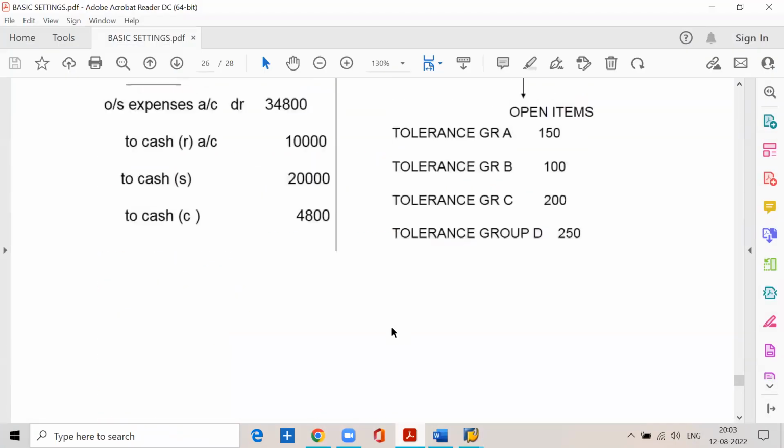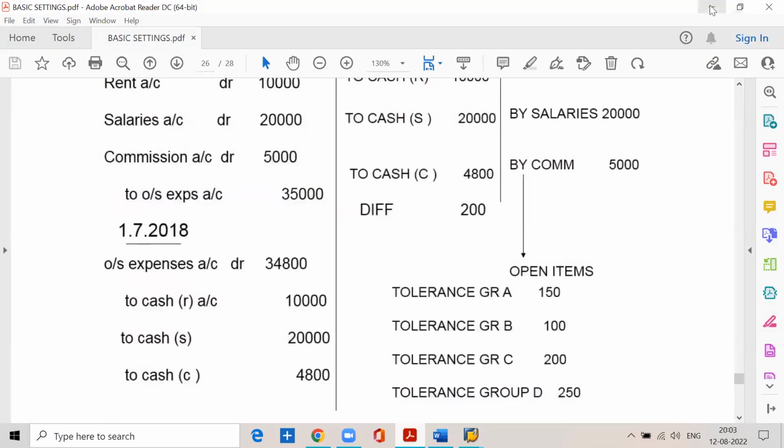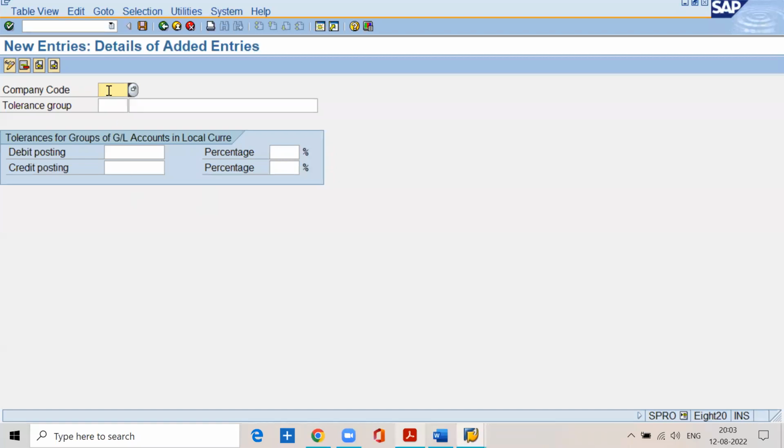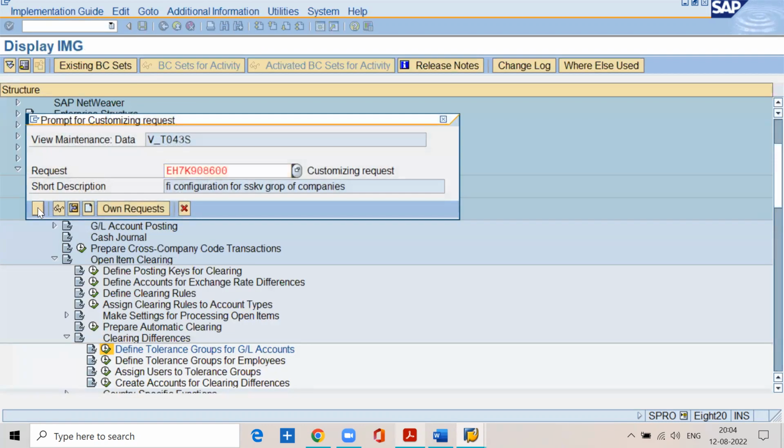I want to define the tolerance groups like A, B, C, D. You can go up to 4 characters. Company code is SSKV, tolerance group is A. Then the description. Upper limit 150. Debit posting 150, credit posting 150. Normally, debit posting and credit posting are the same. Click on save and enter.